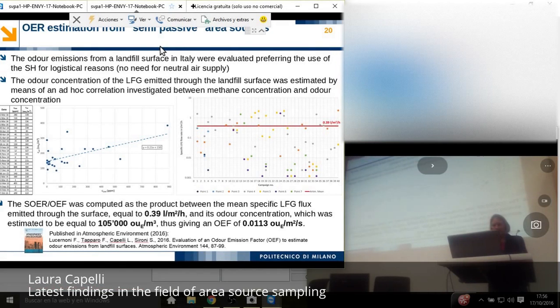And then we estimated, thanks to this correlation, another concentration of the landfill gas, giving a specific odor emission rate of 0.011 odor units per square meter per second. This can be considered as an odor emission factor if we assume that the landfill surface can be considered as the activity index of the landfill. And this also was published this year in Atmospheric Environment, so if you want more information about that, you can find it there.